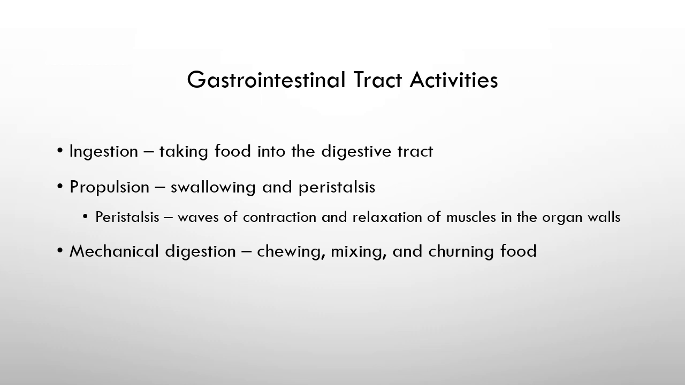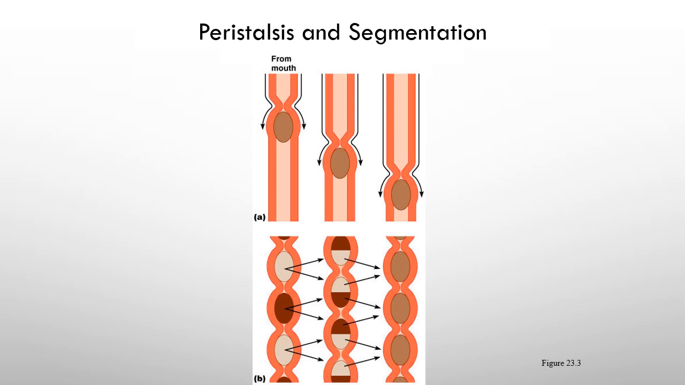Mechanical digestion has to occur as well. We need to essentially break up the food, larger bites, into smaller components so that we have more surface area. So this begins with chewing the food. It's then going to continue in the stomach as it mixes and churns the food along the way. So peristalsis is more about movement, moving the food along, whereas segmentation is moving the food back and forth, more like mixing the food itself.